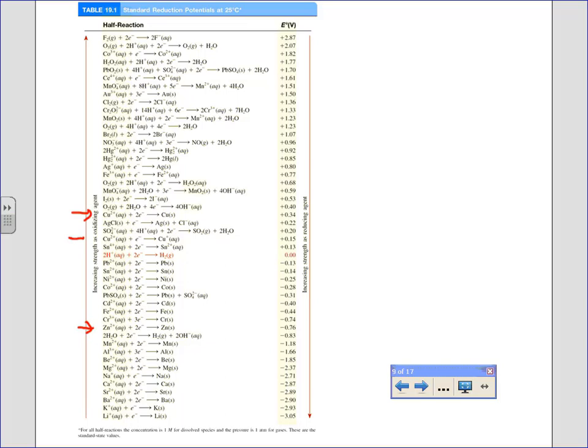One thing to be careful of is that you want to really look carefully at the charges on the ions to make sure that you're selecting the right one. So for copper, Cu2+ plus 2 electrons going to copper is different from copper just gaining 1 electron to form a copper ion. So just be mindful of that while you're using the table.